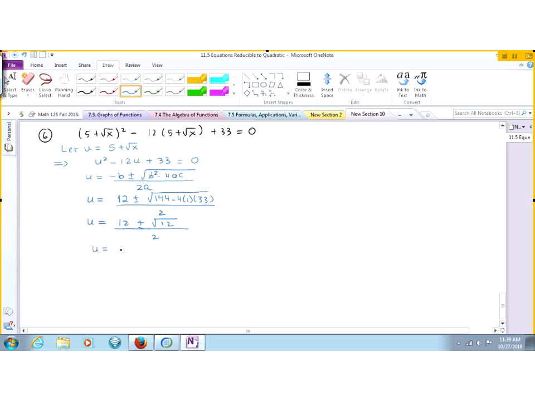All right. Can we simplify square root of 12? Yes. So 4 times 3. So this is 12 plus or minus 2 square root of 3 over 2. Good. So which one is my solution? It is 6 divided by 2. So it is 6 plus or minus square root of 3, right? Okay, so then I'm done with u. So u is 6 plus square root of 3, or u is 6 minus square root of 3.